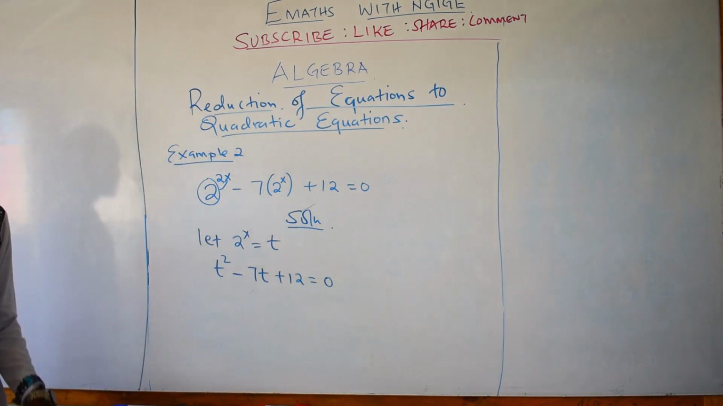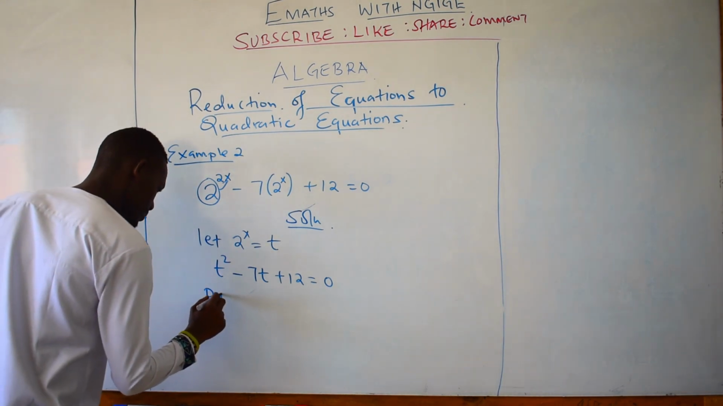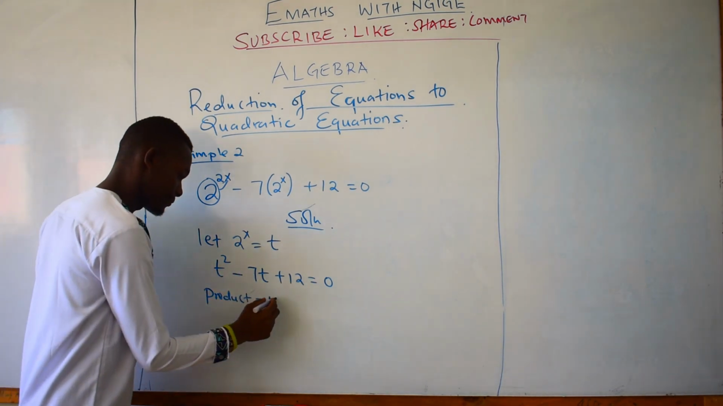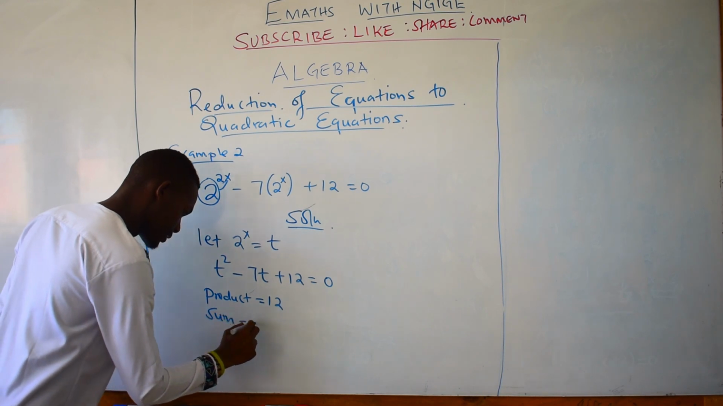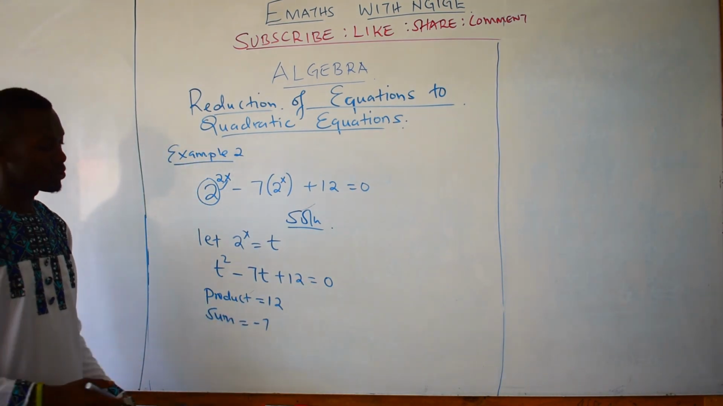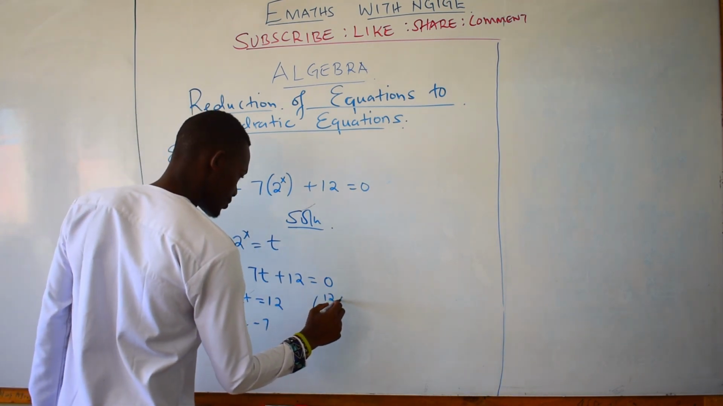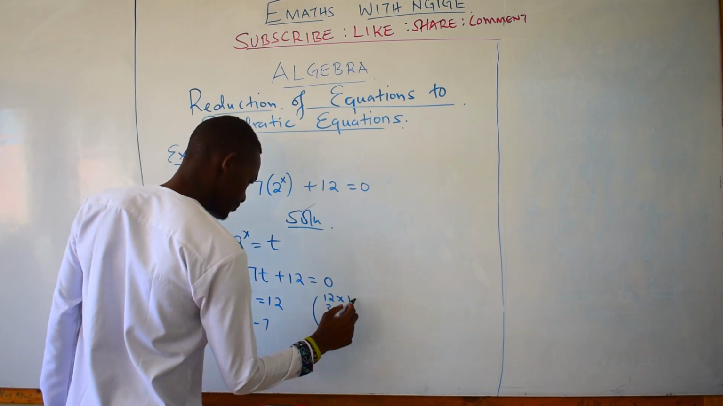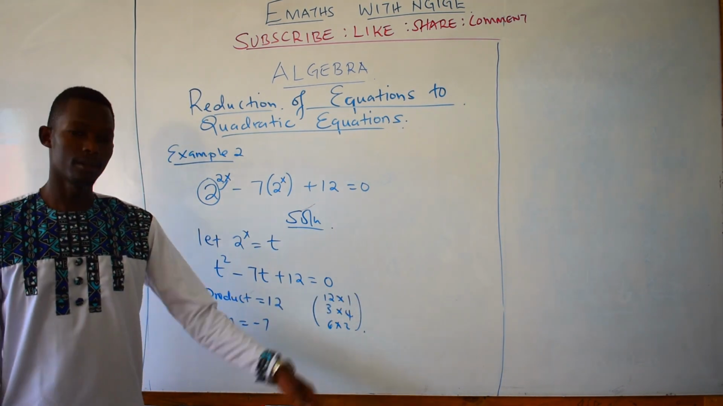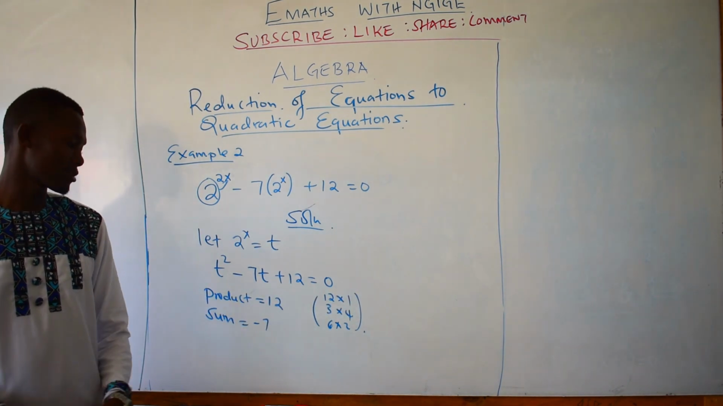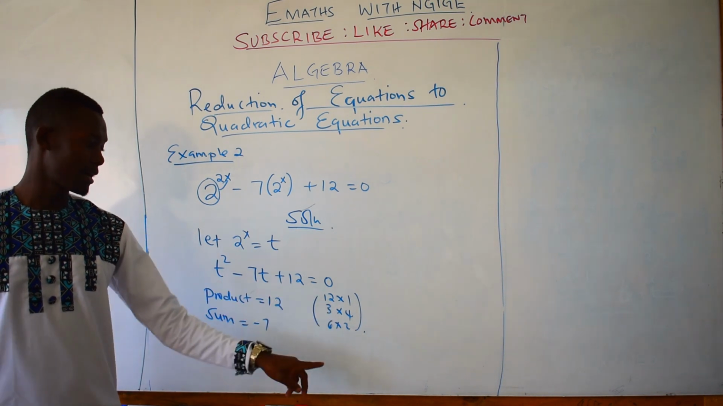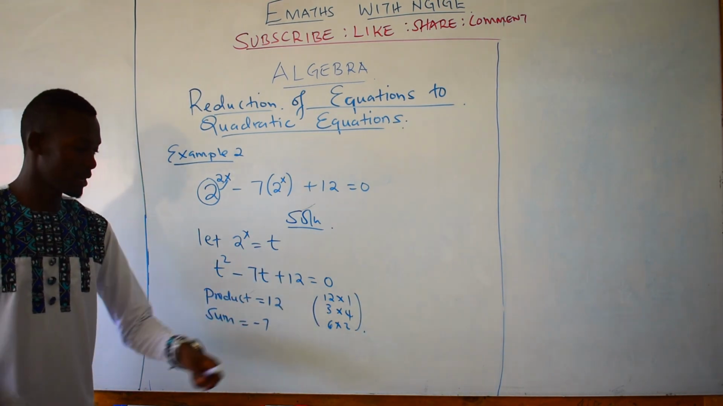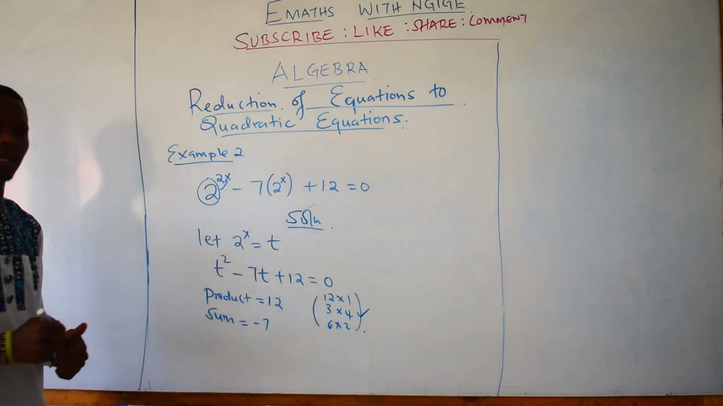Therefore again, find two numbers whose product gives you 1 times 12, which is 12, and whose sum gives you negative 7. Let's find the factors of 12. You have 12 times 1, 3 times 4, and 6 times 2. 12 times 1 is 12, but 12 plus 1 does not give us negative 7. 3 times 4 gives us 12, then 3 plus 4 gives us 7. I think we can agree that this is most likely our solution.